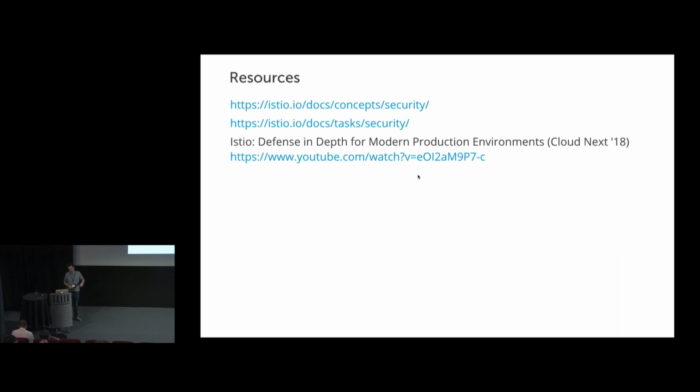There's also a really good talk called Istio Defense in Depth for Modern Production Environment from Cloud Next last year, which I also recommend that you take a look at if you find this to be interesting. But yeah, the documentation is super good. So you can learn a lot of the stuff that you can do with Istio just by reading the documentation, maybe setting up Minikube yourself the way I did and just installing Istio on that, or using Google Cloud for that matter and setting it up there instead.